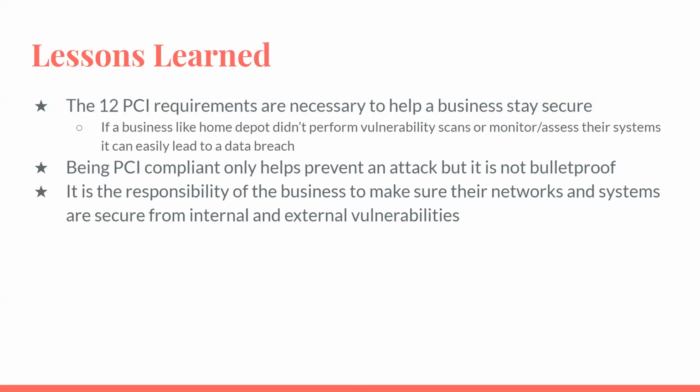Overall, the lesson learned is that the 12 requirements are necessary to help a business stay secure. If a business like Home Depot didn't perform vulnerability scans or assess their systems, it can easily lead to a data breach. Being PCI compliant only helps prevent an attack, but it is not bulletproof. It is the responsibility of the business to make sure their networks and systems are secure from internal and external vulnerabilities.